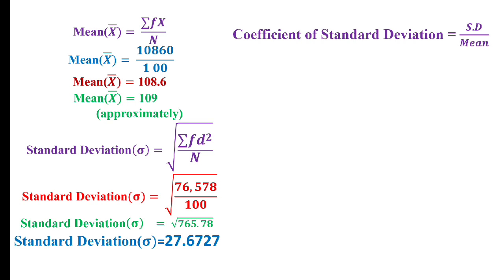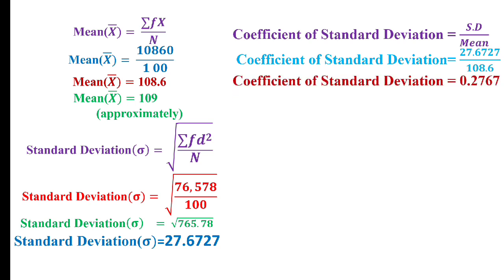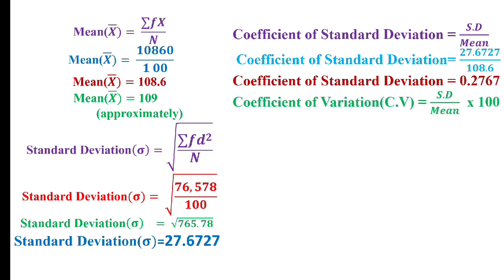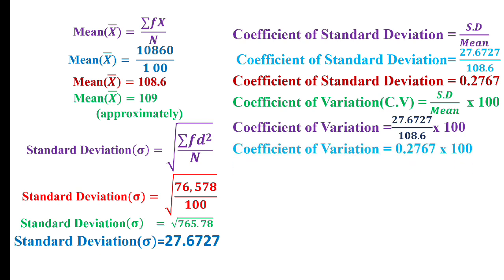Now the coefficient of standard deviation: standard deviation divided by mean. So 27.6727 divided by 108.6. Simplify: 0.2767. This is called the coefficient of standard deviation. Once we find it, then we can go for the coefficient of variation. It is standard deviation divided by mean, into 100, and we substitute the values. Standard deviation is 27.6727 divided by 108.6 into 100. Simplifying, 0.2767 into 100 gives 27.67 percent. It is called the coefficient of variation.